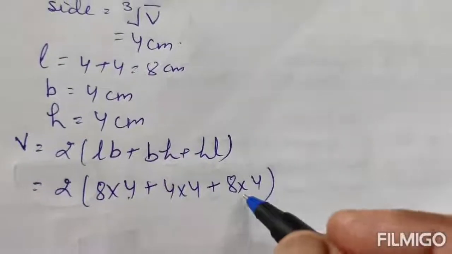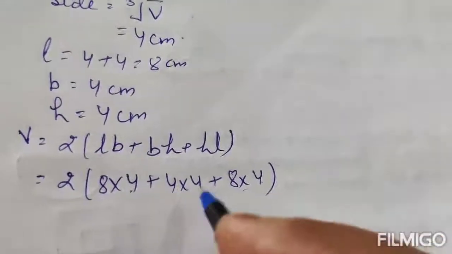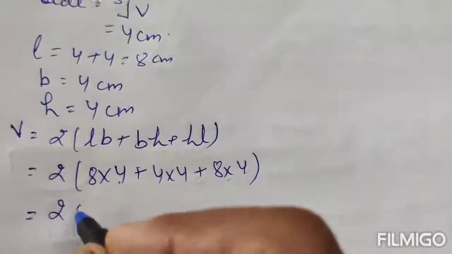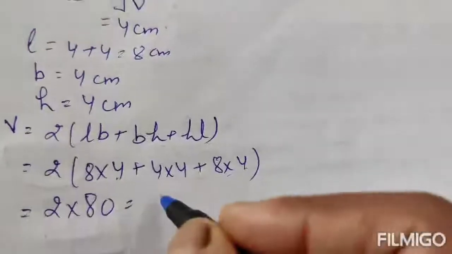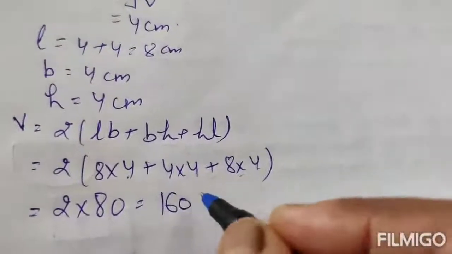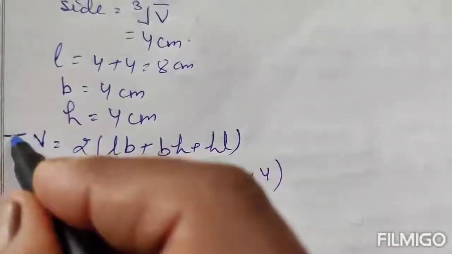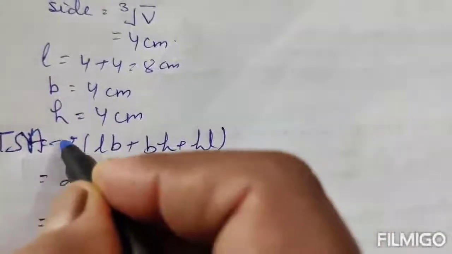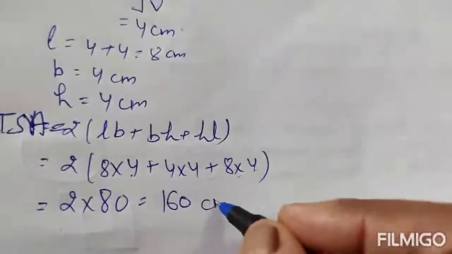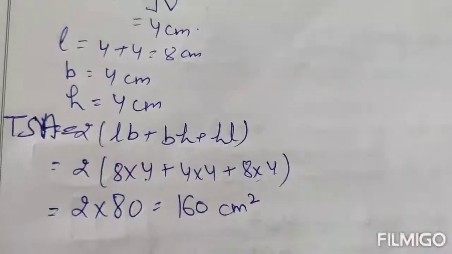8 fours are 32, plus 32 is 64, plus 16 is 80. It means 2 into 80 equal to 160 centimeter. Sorry, not volume, surface area. TSA, total surface area of cuboid, is 160 centimeter square. Question number 2.